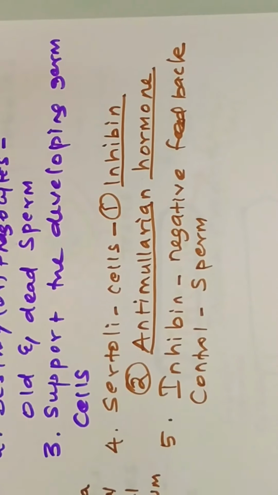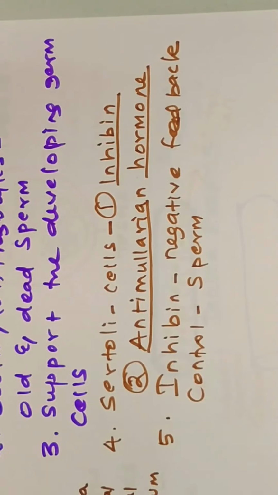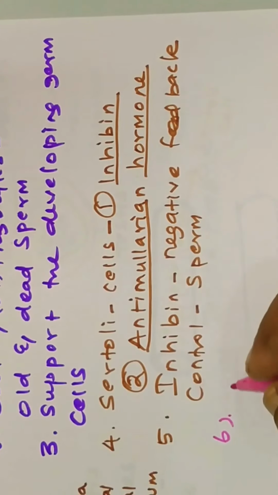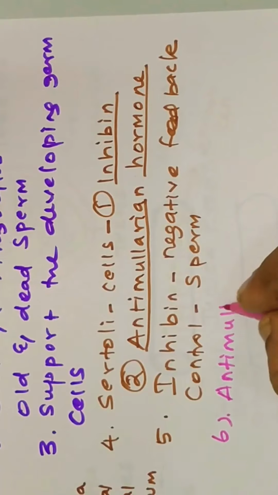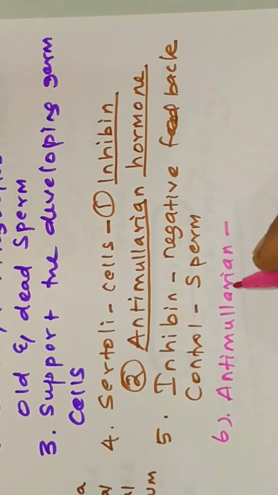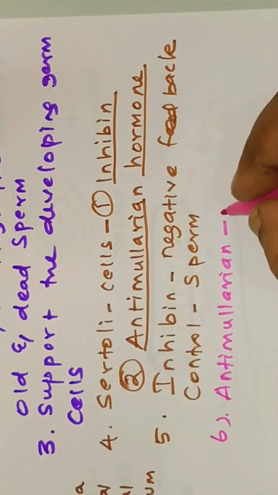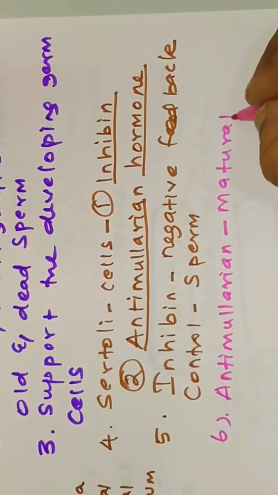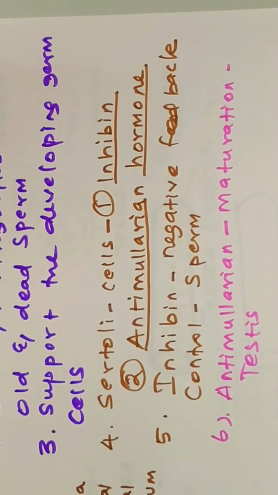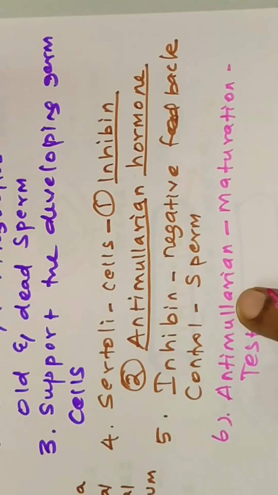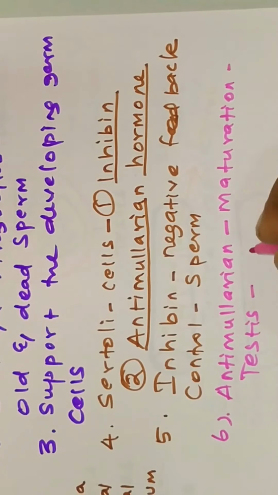The anti-Mullerian hormone is a much more important hormone. The anti-Mullerian hormone is also secreted by the Sertoli cell. This anti-Mullerian hormone is responsible for maturation and development of the testis. Within the testis, the Sertoli cells are present. That Sertoli cell produces the anti-Mullerian hormone. That anti-Mullerian hormone is responsible for maturation of the testis at the time of puberty.